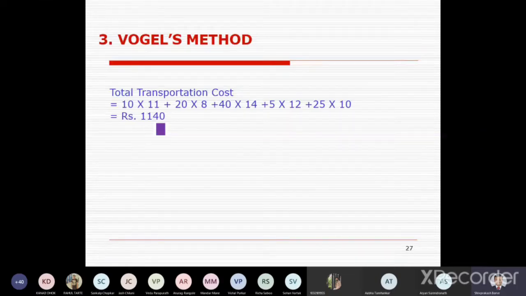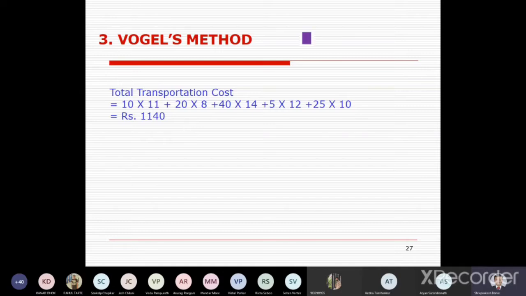Our aim is to minimize the transportation cost. So if the choice is given to you, in that case, the minimum cost method and Vogel's approximation method, these two are the best methods for the initial feasible solution. Don't go for the northwest corner method because it will increase the number of iterations, or it is time consuming. It will increase the calculations.